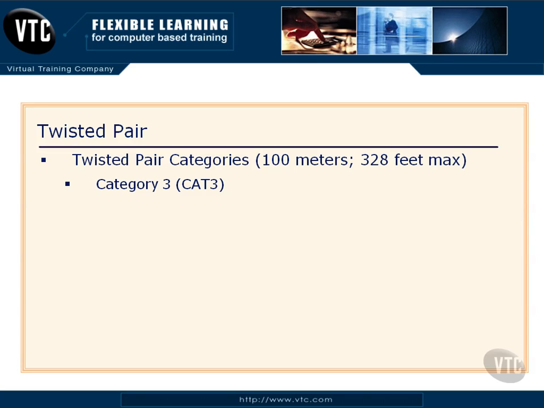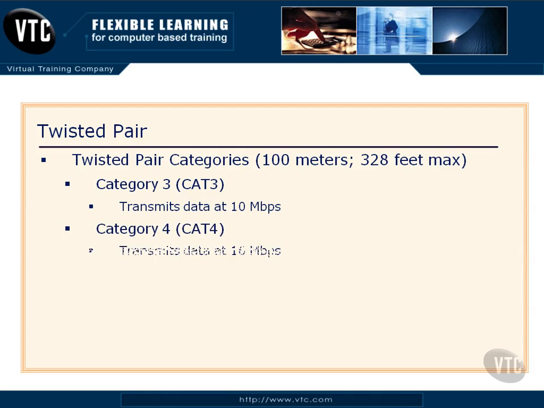The first one that we need to know about here is category 3 twisted pair cable, or Cat 3, and this transmits data at 10 megabits per second. Now we used to think that was really fast. Category 4, which was not really used a whole lot, transmitted data at 16 megabits per second. Cat 5 cable, category 5, is still very popular. It's probably the cable that's laying in most buildings now. It transmits data at 100 megabits per second.